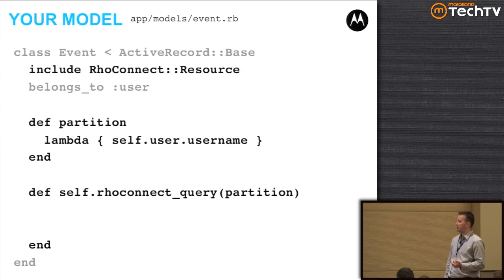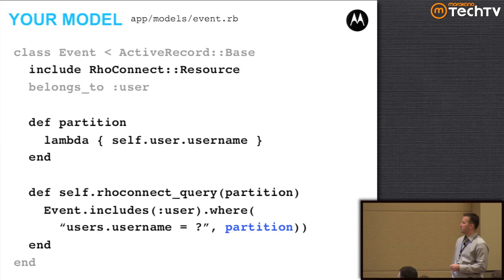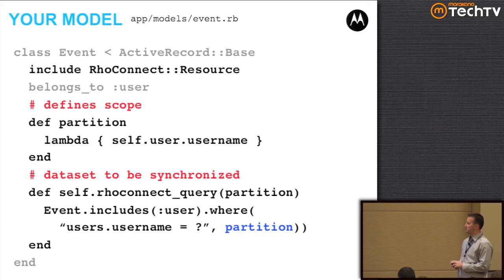And then the final piece is I need to define my data set that's going to be used for a query. And again, it's using this partition. So what happens is when the device synchronizes, it'll tell my application, hey, I'm Lars, where's my data? And the RhoConnect server plugin will execute this method, passing in Lars as the key. So I can do a simple ActiveRecord query here that will give me all of the data associated with the Lars user. And again, don't worry too much about this Rails or ActiveRecord syntax. This is just an example. If you're using Java, Spring MVC, you can use the conventions there for querying data. So again, my partition defines the scope, and my RhoConnect query method defines the data set.